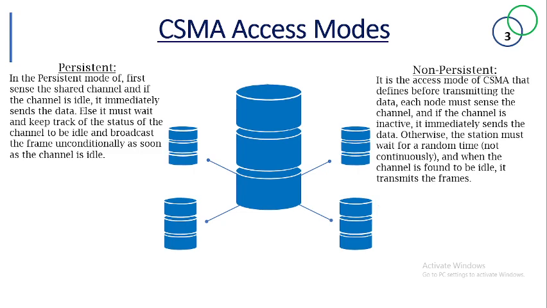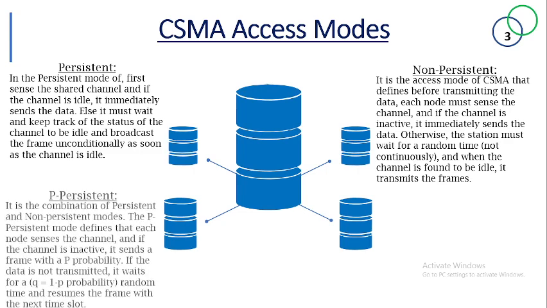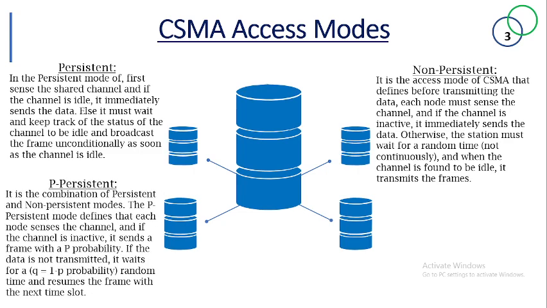The non-persistent is similar, it immediately sends the data if the channel is idle. Otherwise, the station must wait for a random time. And when the channel is found to be idle, it transmits the frames. The p-persistent, the combination of persistent and the non-persistent mode.